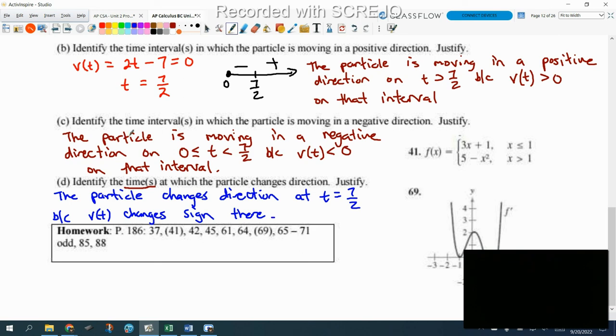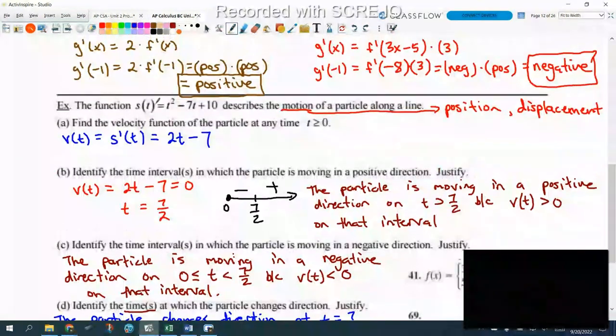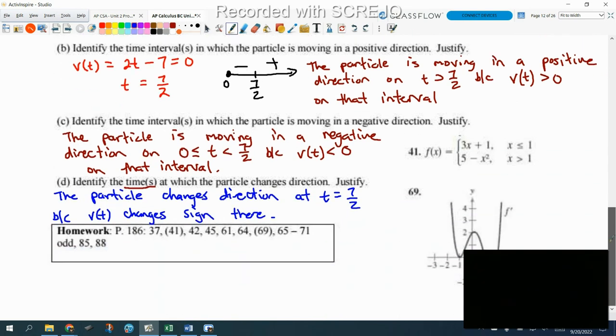So the difference is that instead of referring to the derivative, instead of saying s prime, we're using velocity. We're using v of t because that's equal to s prime. You want to get used to doing that on these particle motion problems, using v, and using acceleration once we get there.